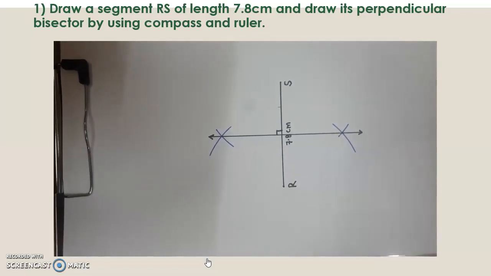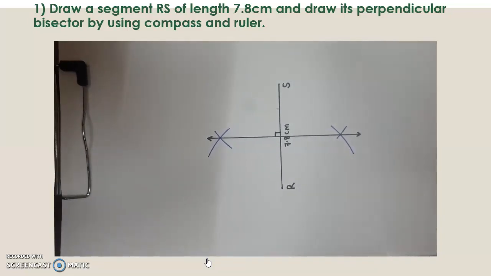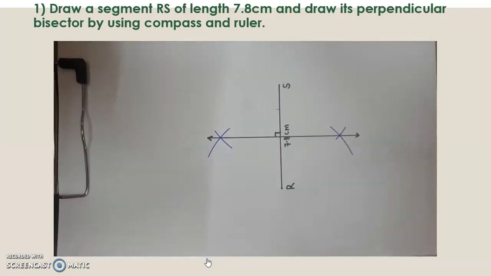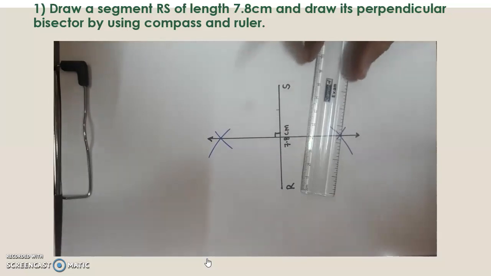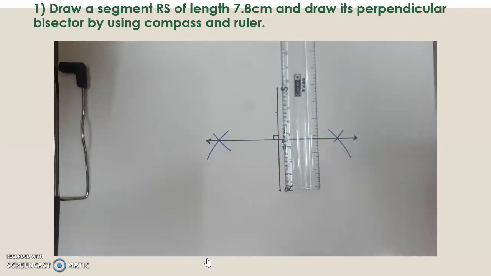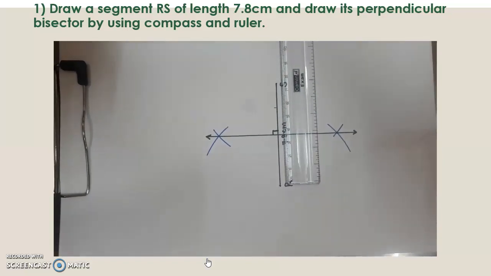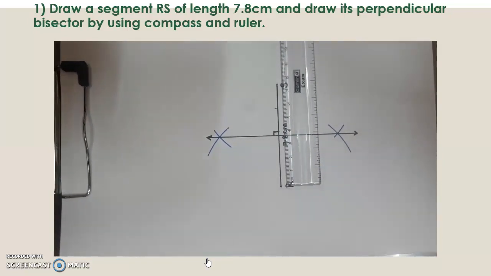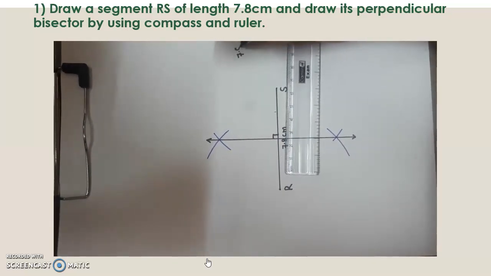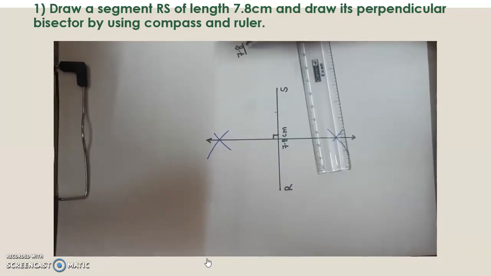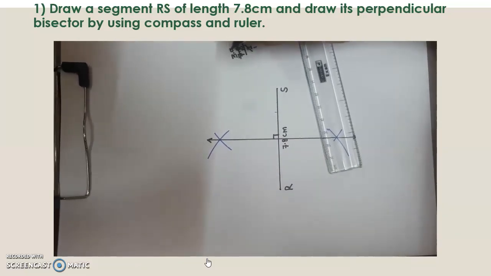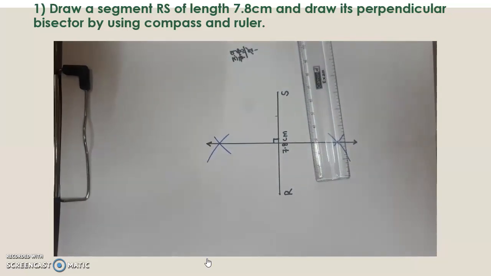Now next is the bisector. Bisector means a line which divides a segment into two equal parts. So we will see that the line which we have drawn has bisected the segment RS into two equal parts. We will check it by using a scale. The length of the segment RS is 7.8. So we will divide 7.8 by 2 to check whether our construction is correct or not. After dividing 7.8 by 2, we got 3.9.